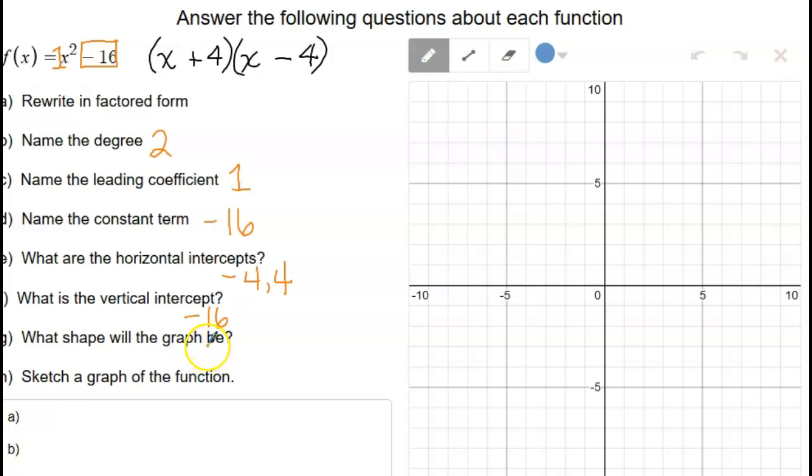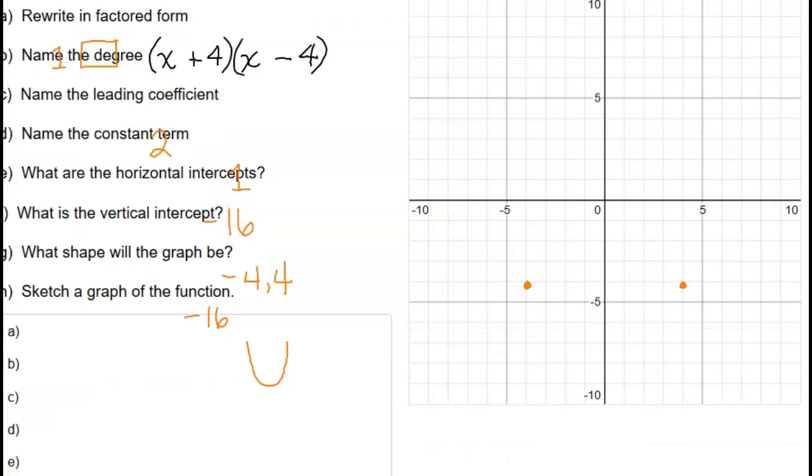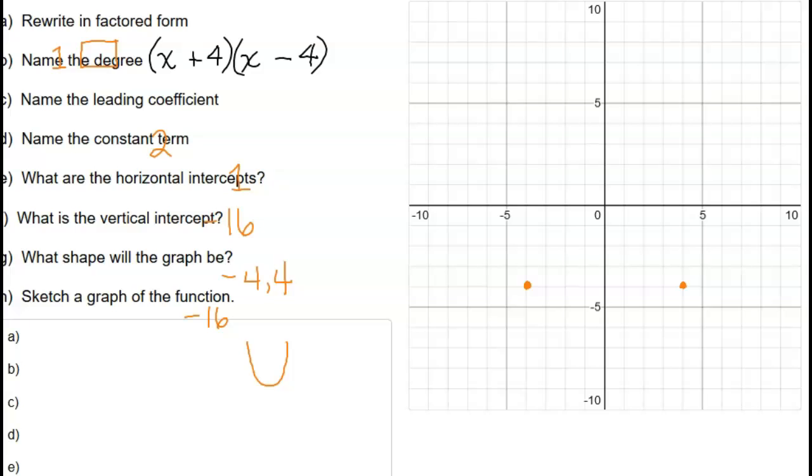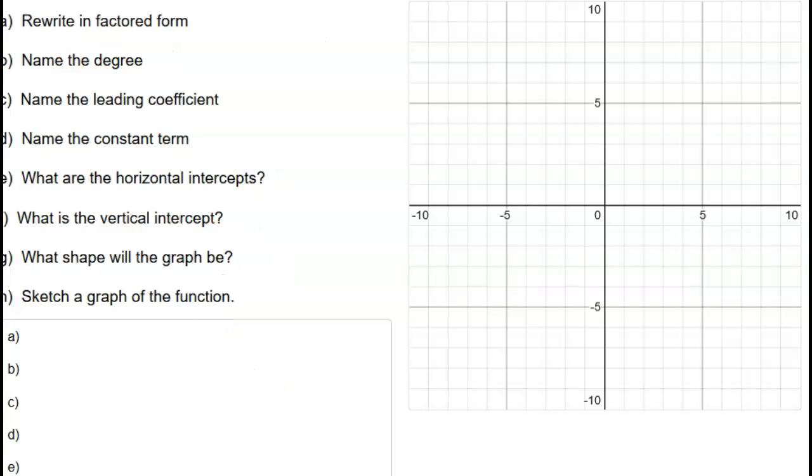And then what shape will the graph be? It's squared, so that means it's going to have a U shape. Okay? So we have one intercept at negative 4, one intercept at positive 4. Our y-intercept would be down here at like negative 16. Okay, so we're going to pretend like that's all the way down here. Negative 16, positive 4, negative 4. So our graph would look something like this, except it would go through that point there.